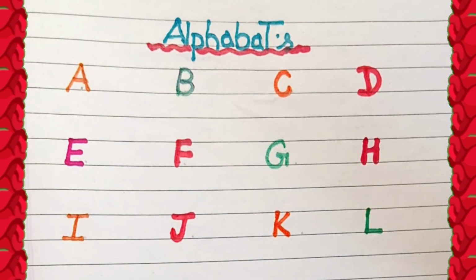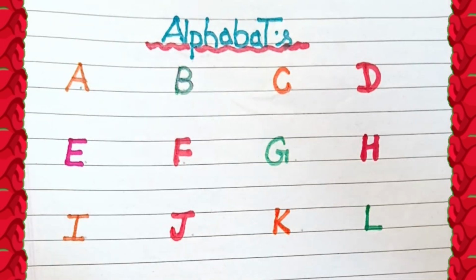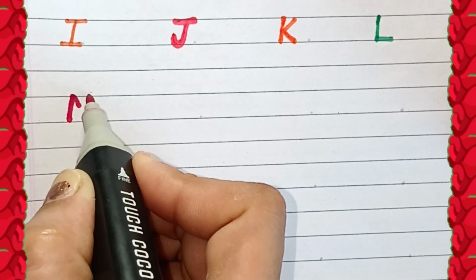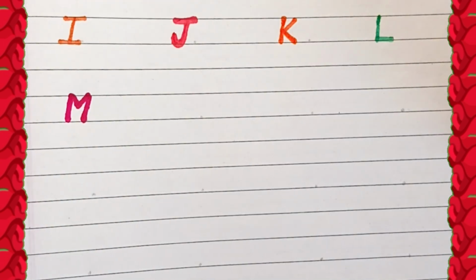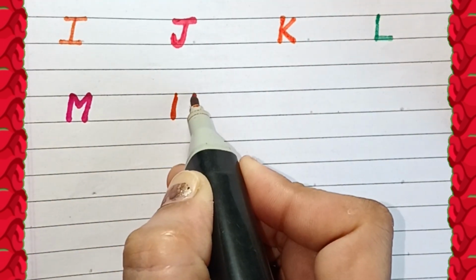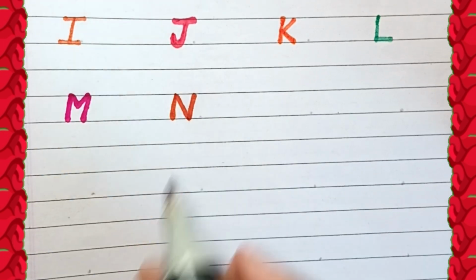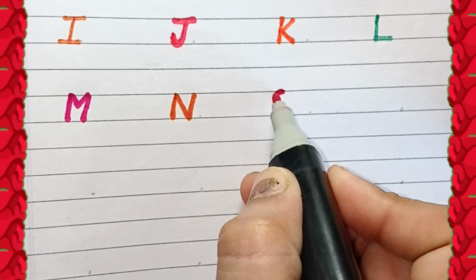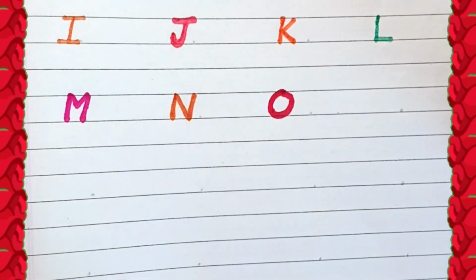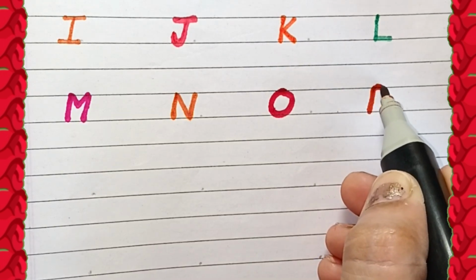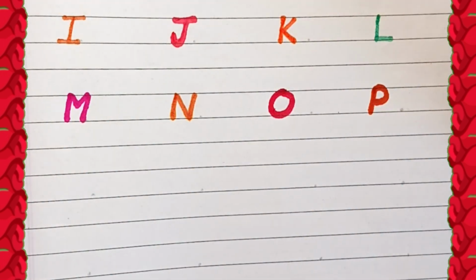L for lion, M for monkey, N for nest, O for orange, P for parrot.